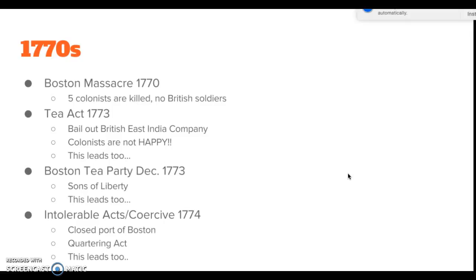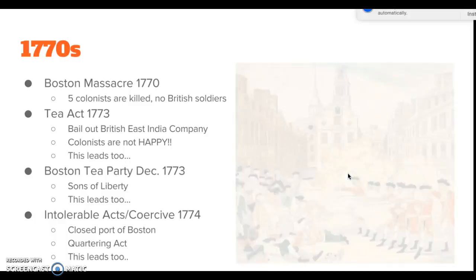Okay, so things are going to start heating up a little bit more in the 1770s, because more and more British soldiers were having to be sent to the colonies to try to enforce laws. In Boston, you're going to have many soldiers. And in 1770, the Boston Massacre will occur.